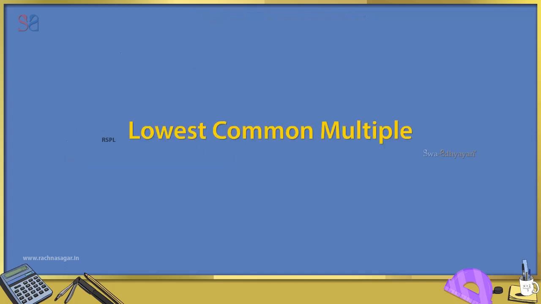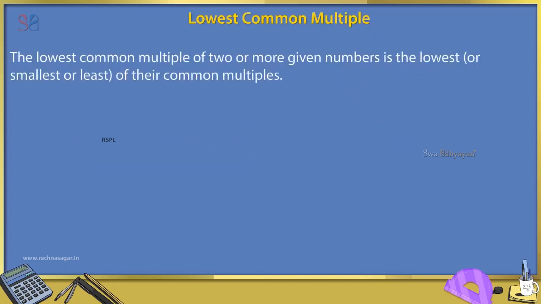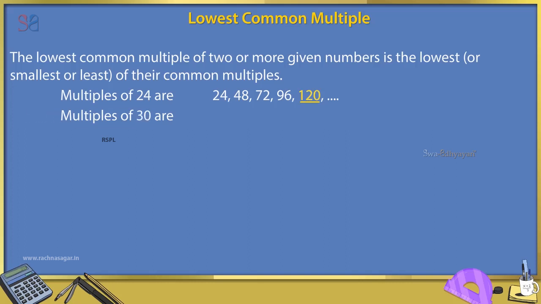Lowest common multiple. The lowest common multiple of two or more given numbers is the lowest or smallest or least of their common multiples. Multiples of 24 are 24, 48, 72, 96, 120 and so on. Multiples of 30 are 30, 60, 90, 120, 150 and so on. Lowest common multiple is 120.